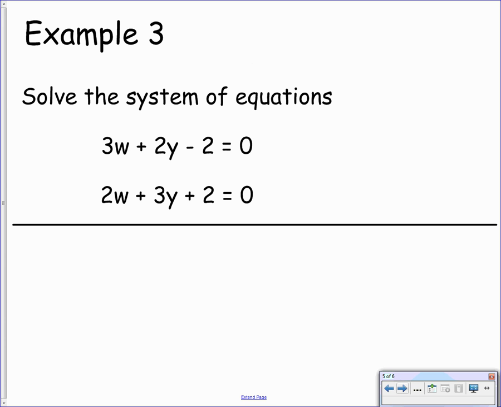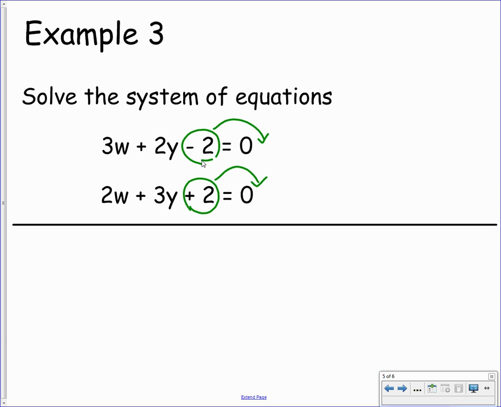And finally, example number 3. Now we're looking at the system of equations 3w plus 2y minus 2 equals 0 and 2w plus 3y plus 2 equals 0. At the minute, these are not quite in the right form for us. We don't want these numbers to be on this side. So we're going to start off by taking all the numbers over to the right hand side of the equation, so that only the variables are on the left hand side.